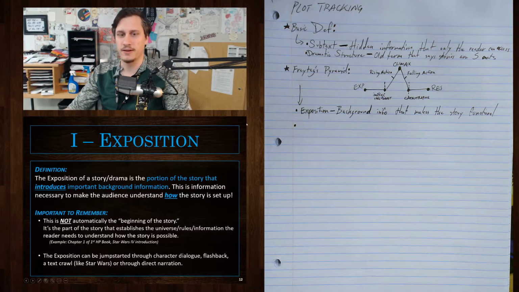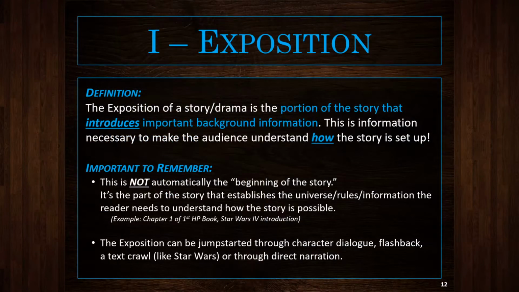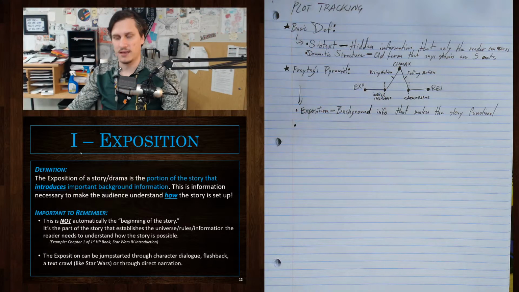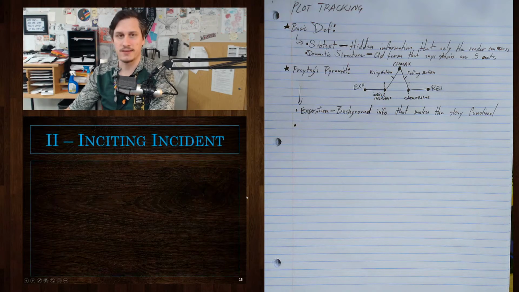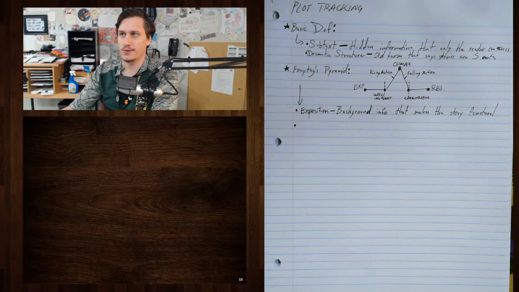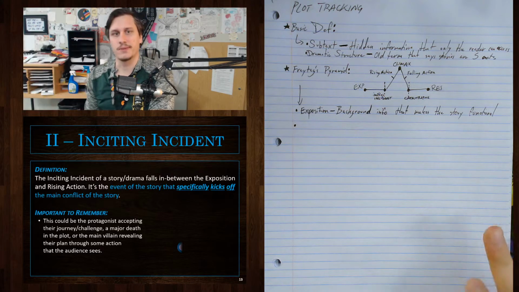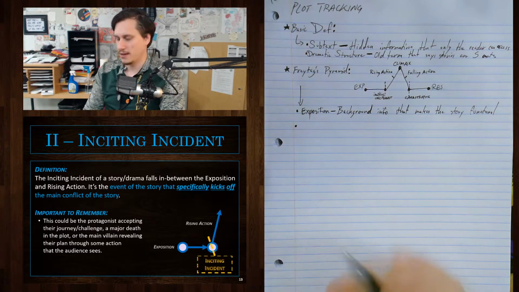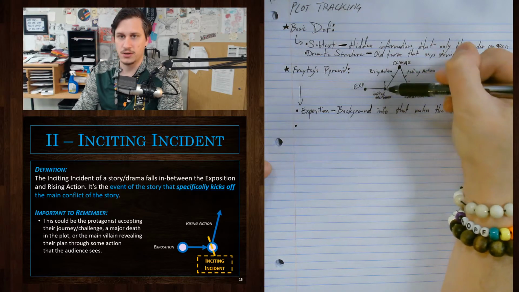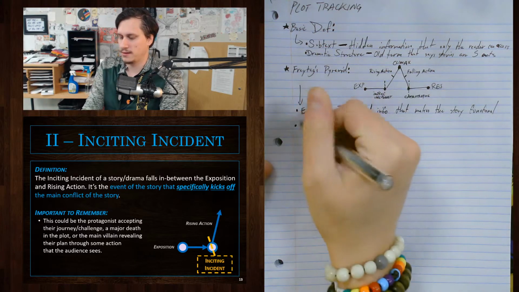It makes the story happen. And as I said on my PowerPoint slide, just in case you want to pause it here and look, the exposition can be jump-started through a character dialogue, flashback, text crawl. It could be the death of a character. It could be a lot of different things, right? That's how Hamlet begins. Hamlet begins with these two guards who are talking about somebody who was killed. And a ghost shows up and things happen. Okay, moving from the exposition to the inciting incident.